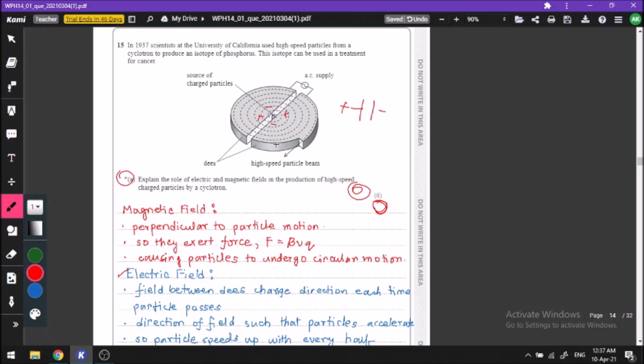So how will we write the answer? The answer is the field between the Ds changes direction every time the particle passes. That's what I've just shown. This change in direction actually accelerates the particle, and so you can see the particle accelerates every half revolution. Every time it passes through the gap between the Ds, it accelerates, and because of this acceleration, its radius of circular motion increases. So the main purpose of the magnetic field is to turn the particle, and the purpose of the electric field is to accelerate the particle.